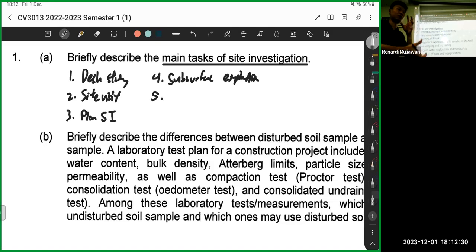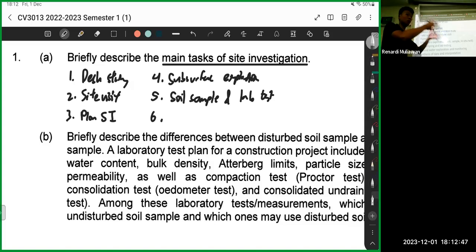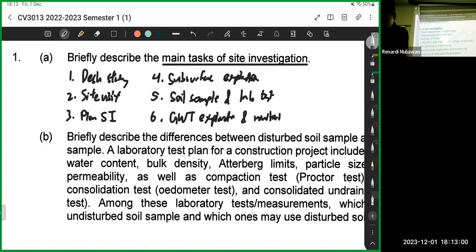Then after you get the in-situ test, sometimes you want to take it to the lab, right? So you have the soil sampling and lab testing. Then after you get the lab test, what do you need to know? You need to know the water conditions, because it's not all about the soil. So you go to groundwater exploration. Groundwater table exploration and monitoring.